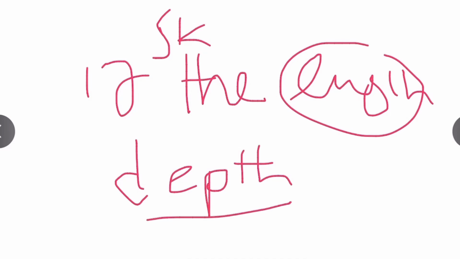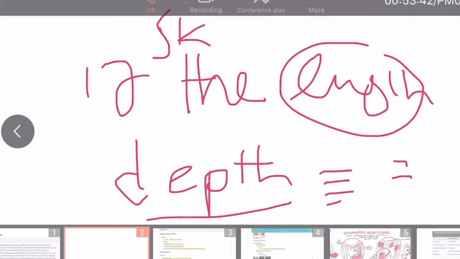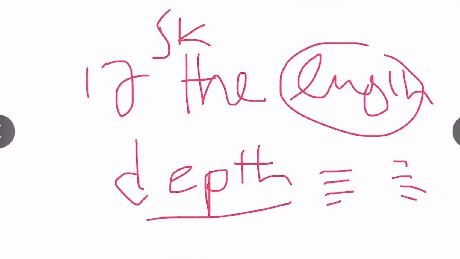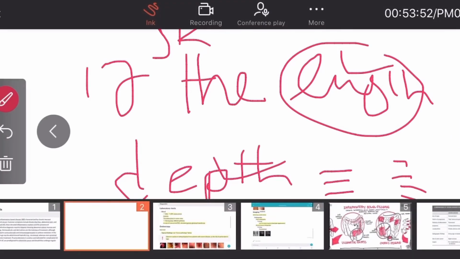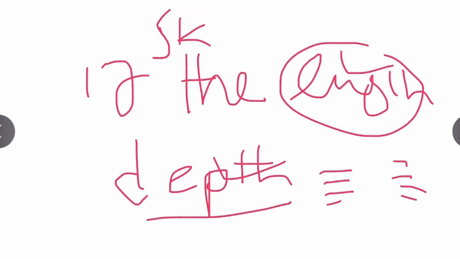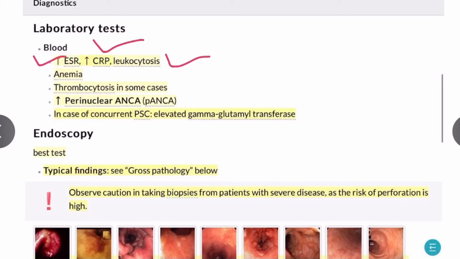It means the inflammation is transmural through the mucosa, but it is not throughout the length. So, if skip the length, don't skip the depth. It is just one mnemonic you need to know for the differential diagnosis of ulcerative colitis and Crohn disease.